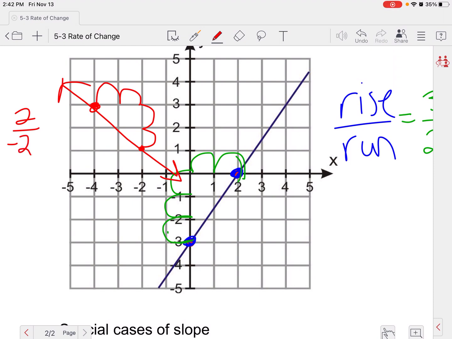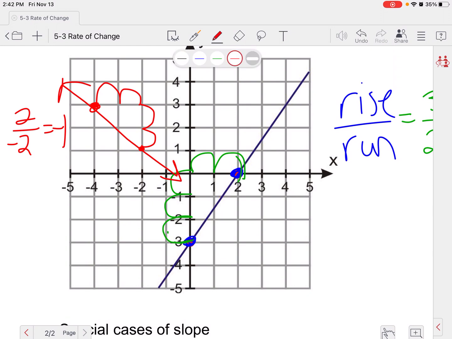So if I go to the left or if I go down to get to my point, it's negative, okay? So 2 divided by negative 2 is a negative 1. So my slope here would be negative 1, okay? So just be careful of that. If I have to go to the left or go down, I have to make that number negative.